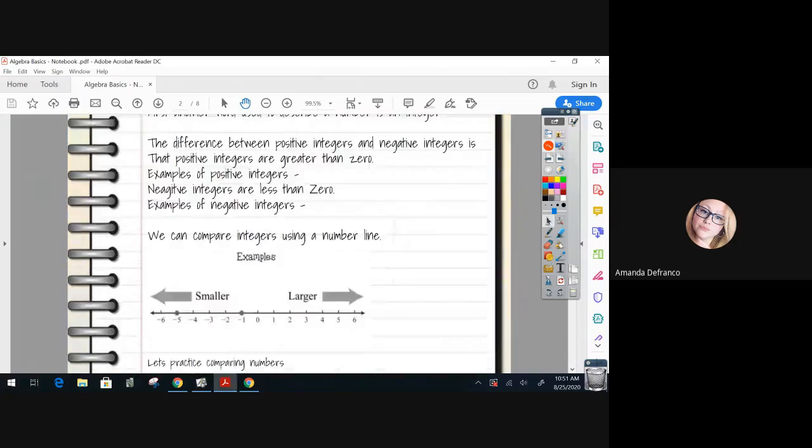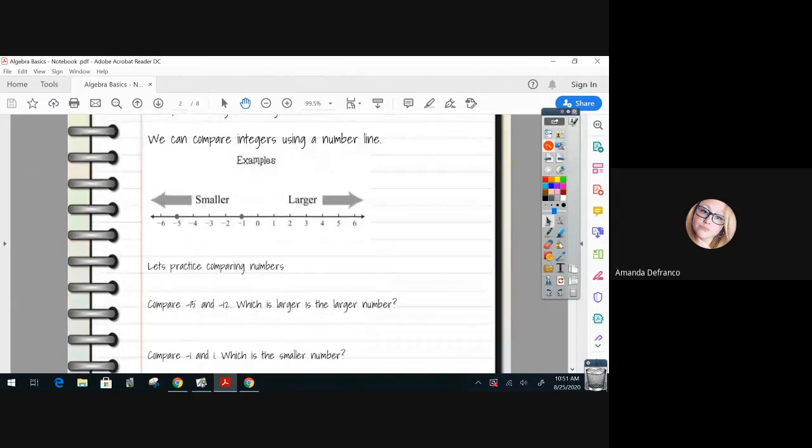All right, scrolling up. We can compare integers. Sorry, guys, the next time will be different. I'm using the Promethean board this time. I'm trying to use different ways to see which one's the best. We can compare integers using a number line. This is showing you some examples.